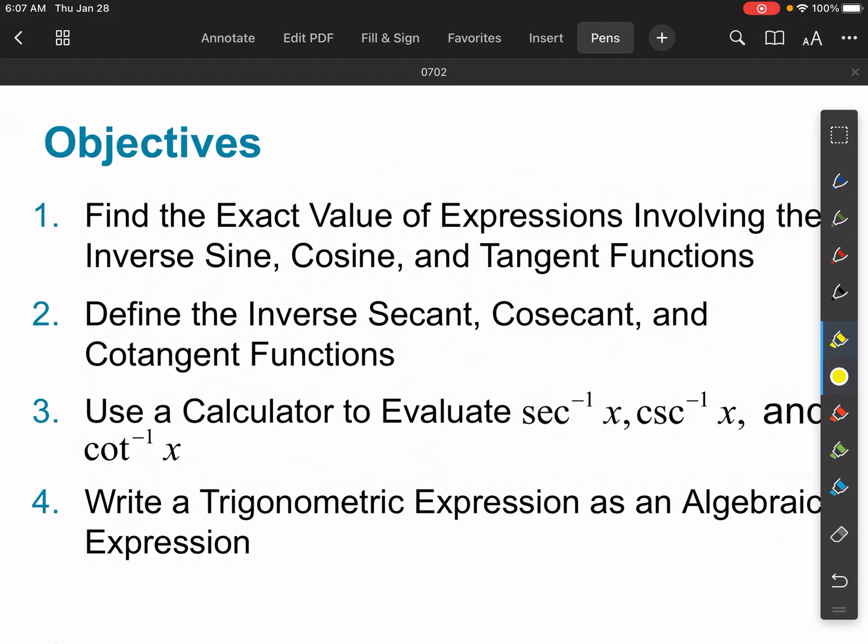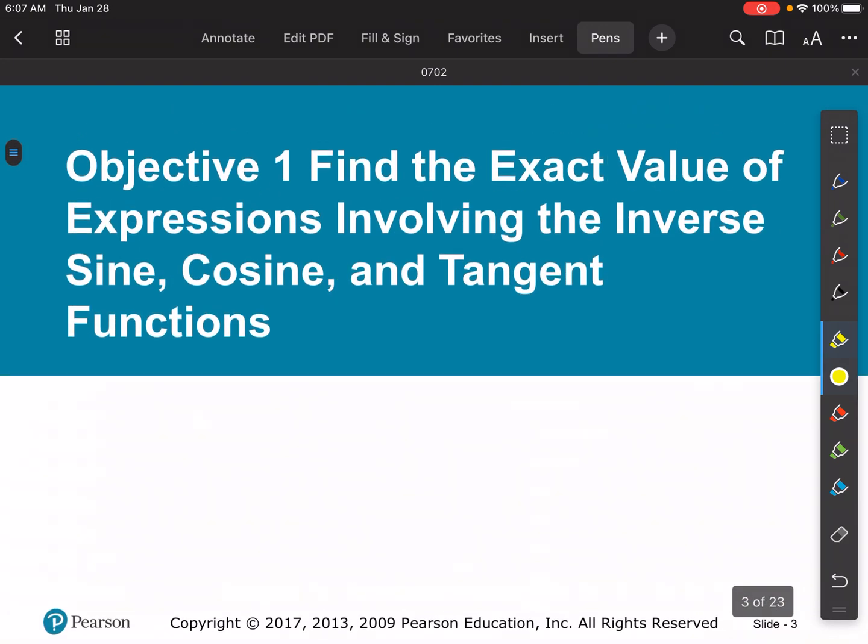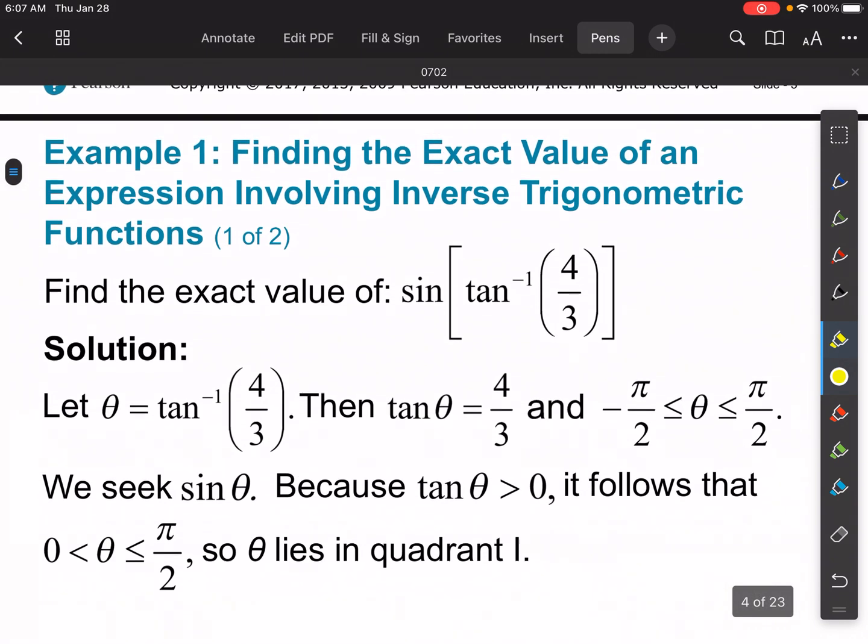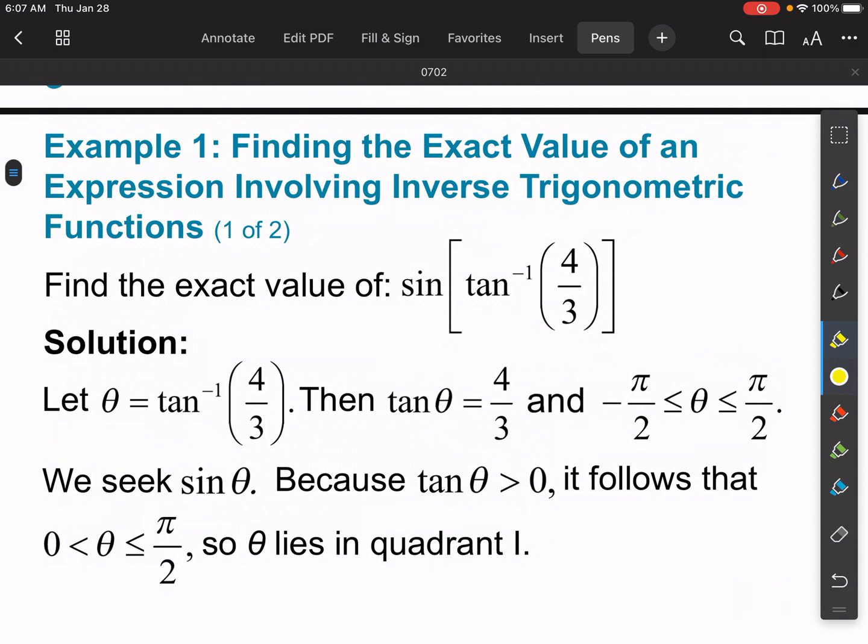I'm not sure how far I'll get in this video, but let's start off with objective 1, finding the exact value of an expression involving the inverse sine, cosine, and tangent. Okay, so this is kind of a continuation from last time. So here, notice that we are trying to find the sine of the inverse tangent function. Notice if there's an inverse inserted into a regular function, this whole thing can be replaced with a theta, because we know that an inverse finds us an angle, okay? So what we've got to do is figure out what that theta is.